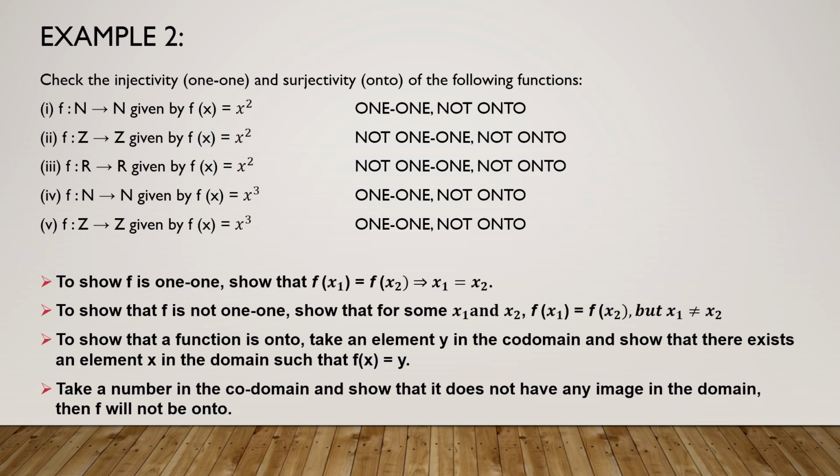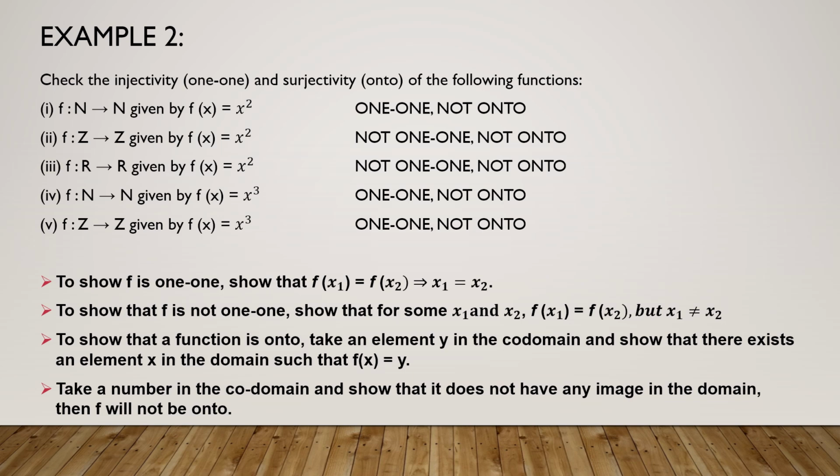Suppose you want to show a function is not 1-1, then show that for some x1 and x2, if f of x1 is equal to f of x2, that does not imply that x1 and x2 are same. To show that a function is onto, take an element in the codomain. Remember, if I have a function f from X to Y, X is the domain, Y is called the codomain. So take an element in the codomain and show that there exists an element x in the domain so that f of x is equal to y.